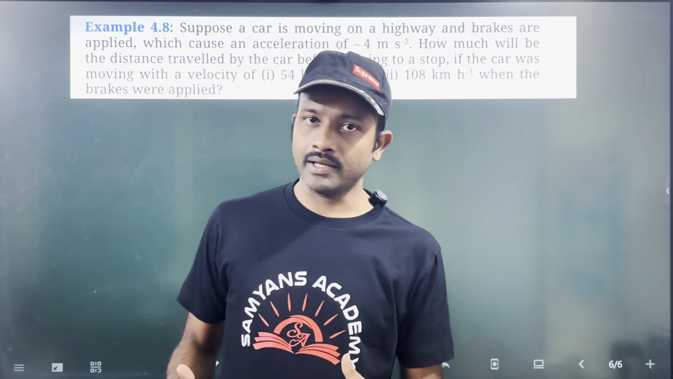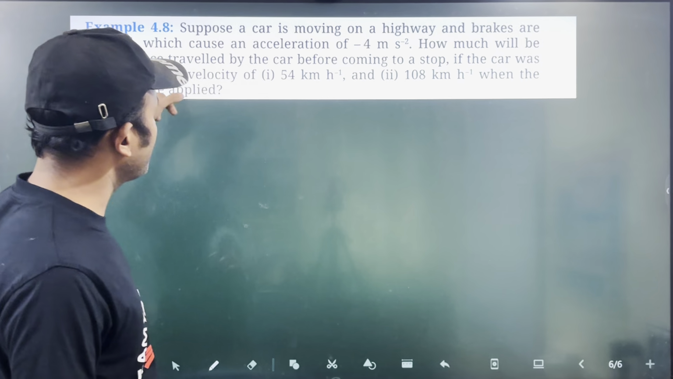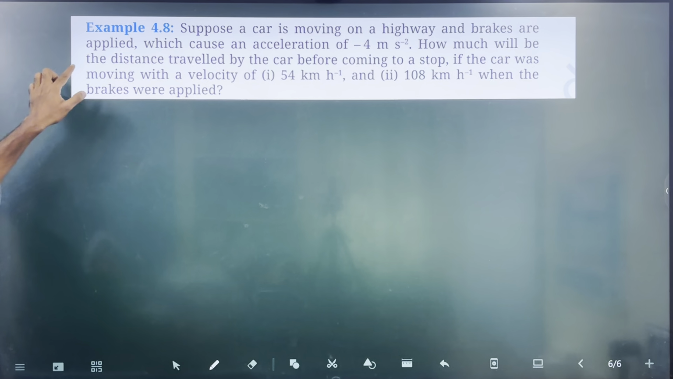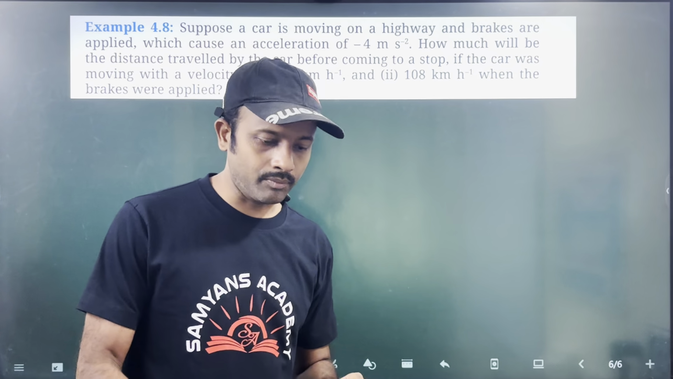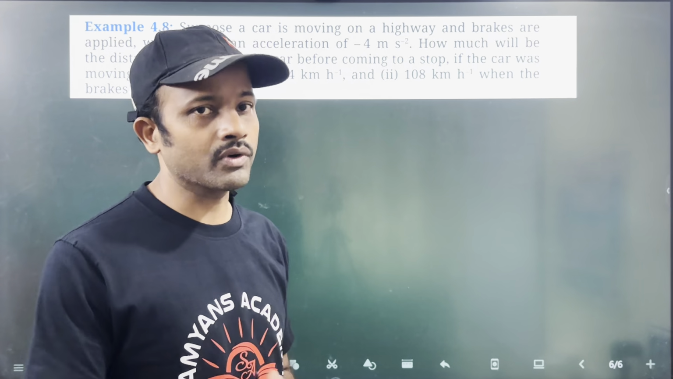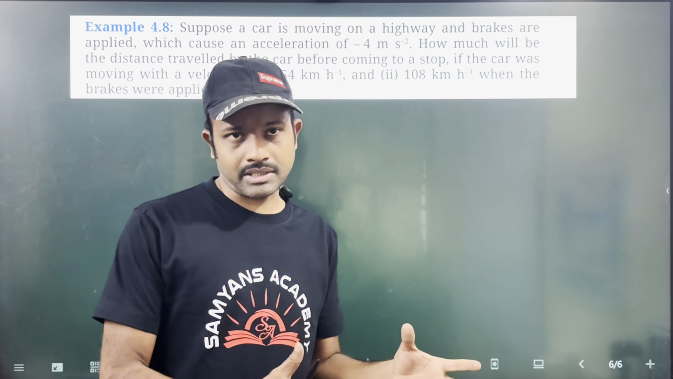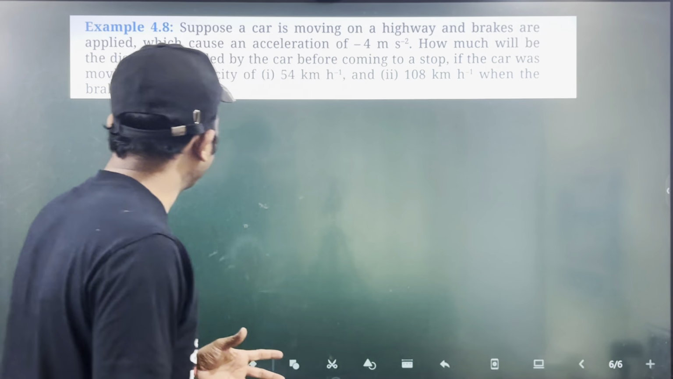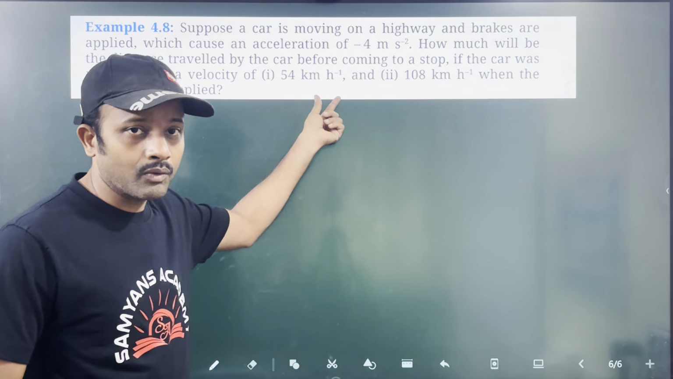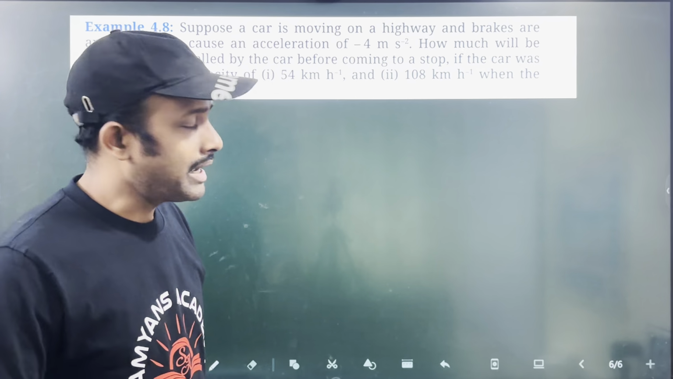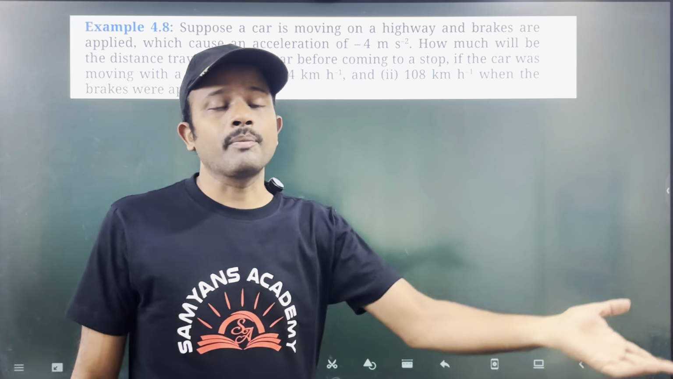After applying the brake, the car comes to a stop, right? We need to find the distance traveled by the car before coming to rest. After applying the brake, it moves up to some distance before coming to rest. If the car moves with 54 km per hour, what is its stopping distance? Of the same car, if it is moving with 108 km per hour, what is its stopping distance?